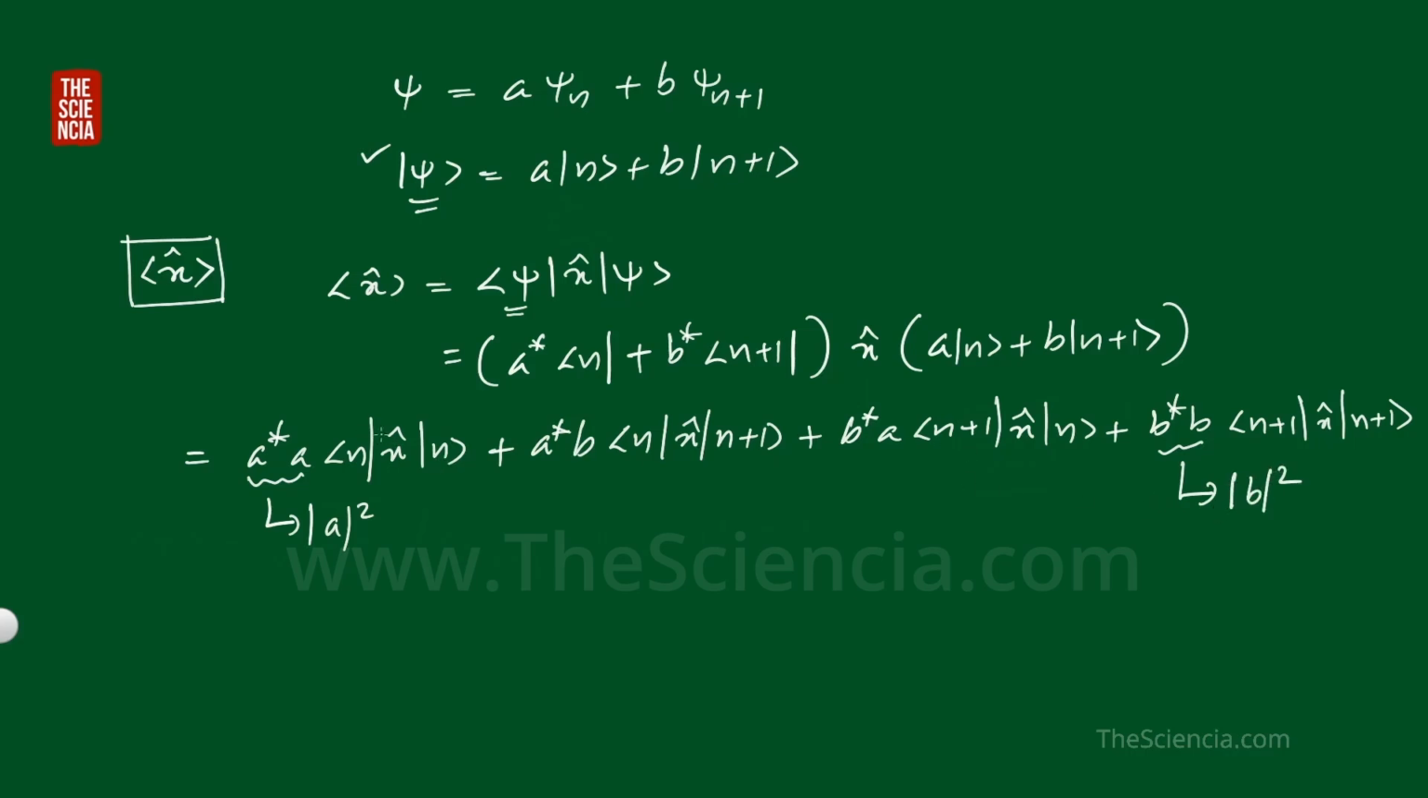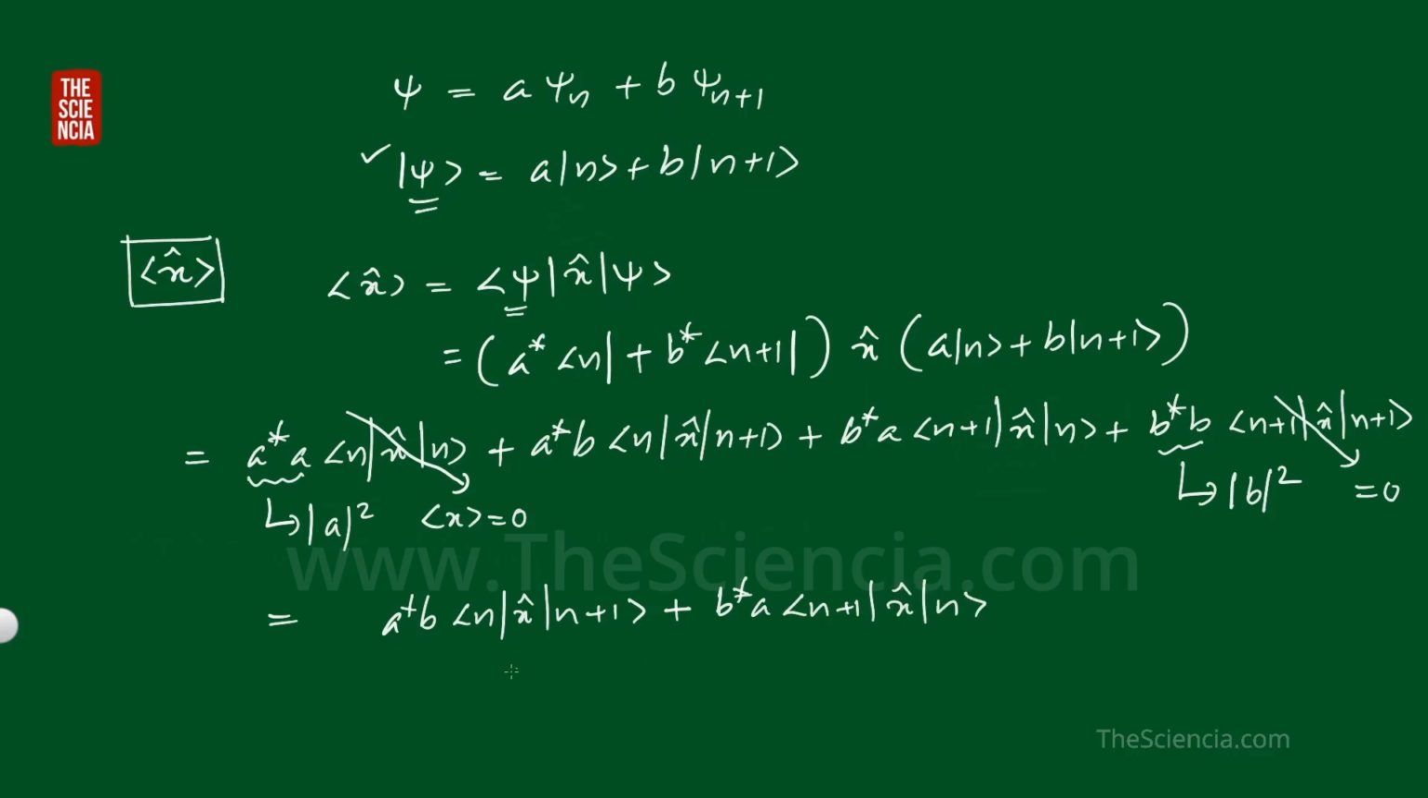And we know the expectation value of x is equal to 0 for a 1D linear harmonic oscillator, and this one is also an expectation value, which should also be equal to 0, because this is a symmetric linear harmonic oscillator. Okay, so the remaining terms are a star b bra n x cap ket n plus 1 plus b star a bra n plus 1 x cap ket n.